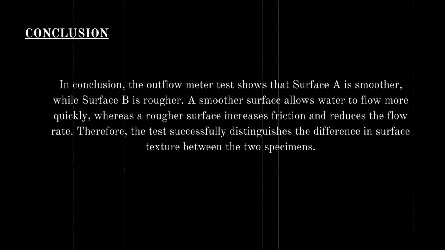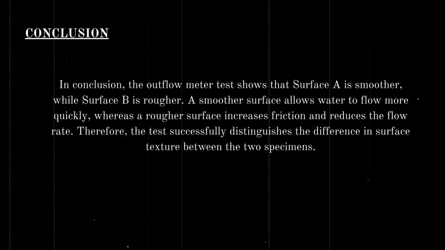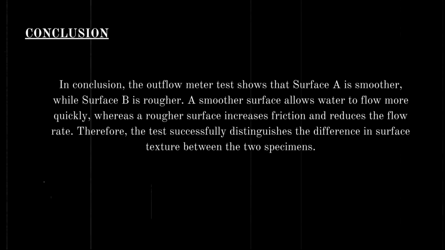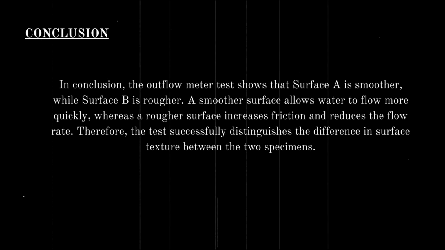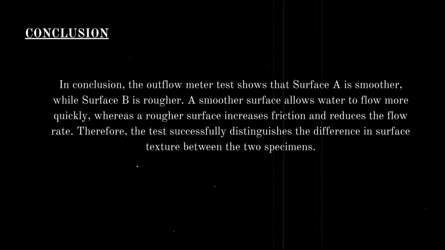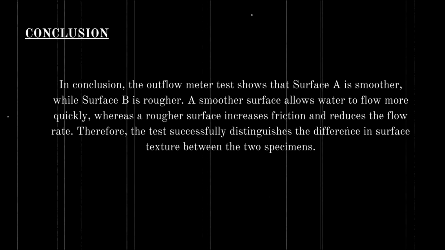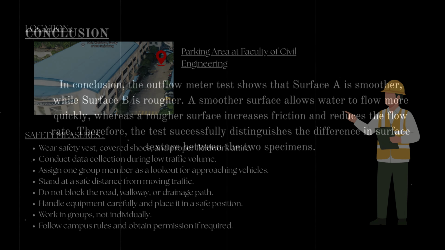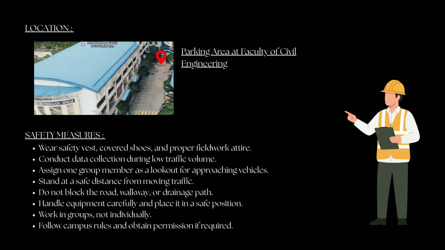In conclusion, the outflow meter test shows that surface A is smoother, while surface B is rougher. A smoother surface allows water to flow more quickly, whereas a rougher surface increases friction and reduces the flow rate. Therefore, the test successfully distinguishes the difference in surface texture between the two specimens. The location and safety measures for all experiments.